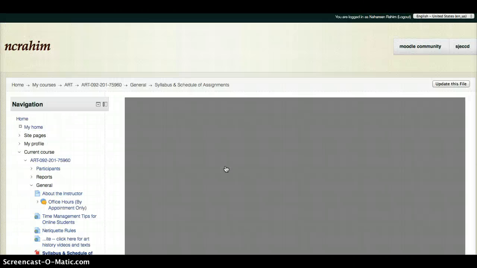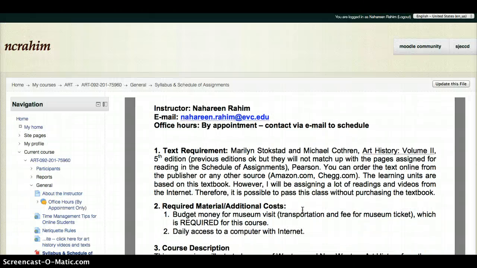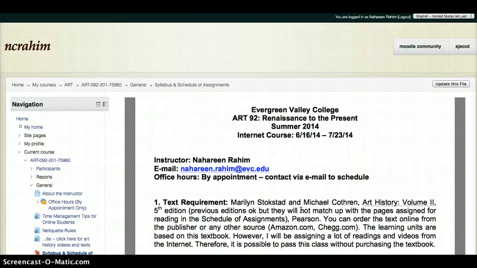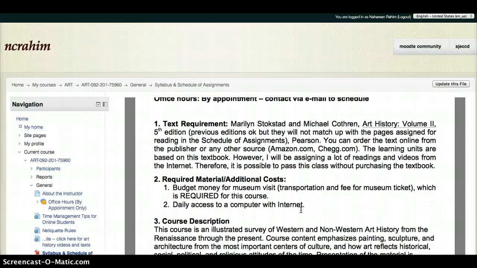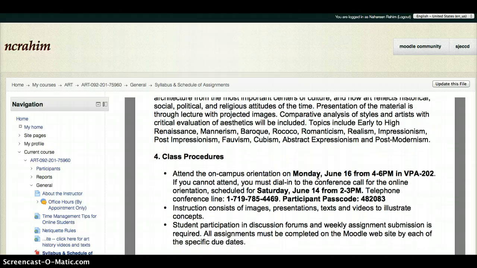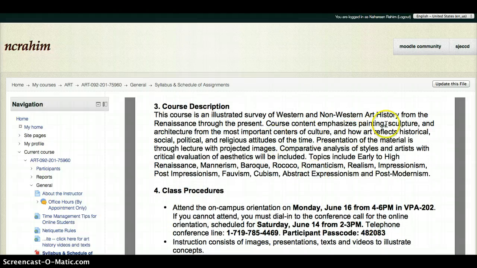Okay, so the syllabus. This is a very important document that I really am requesting you to read through thoroughly, because I'm not going to be reading all of it right now. You're going to be required to visit a museum. That's a part of your curatorial project. So make sure you budget time and money for that. You're going to need daily access to a computer with internet. Course description is here, talking about some of the movements we're going through, and basically telling you a little bit about what art history is looking at.